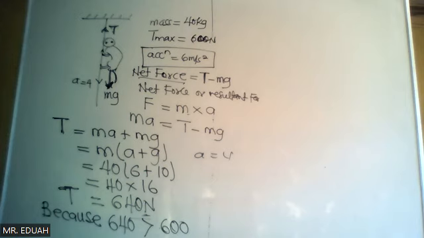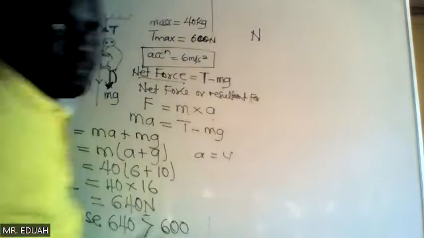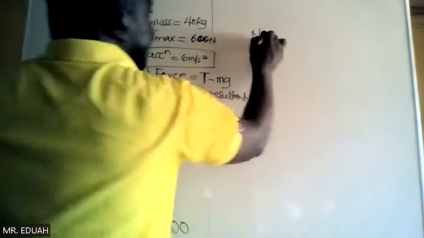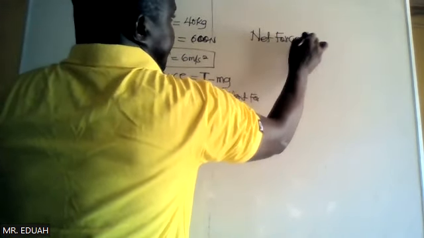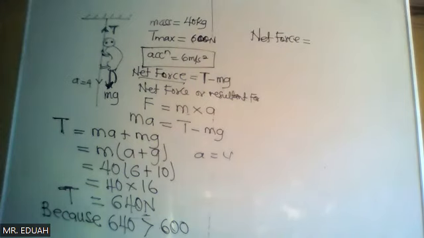Okay, climbing down with an acceleration equal to 4. So what will be the net force acting on the monkey this time? Yes, Yaba? Please, the weight of the monkey minus the tension.